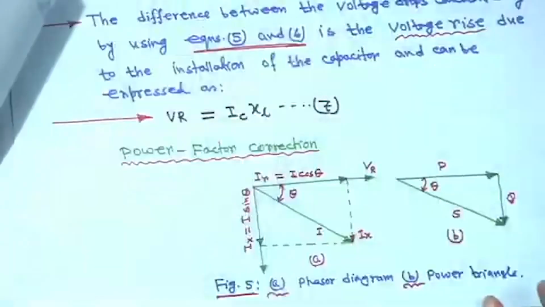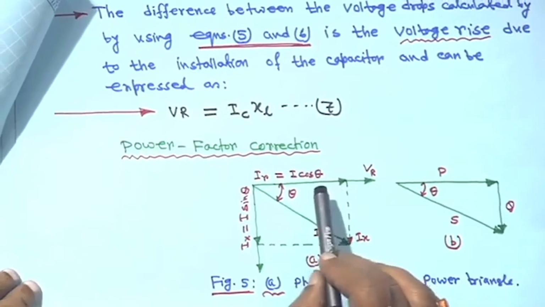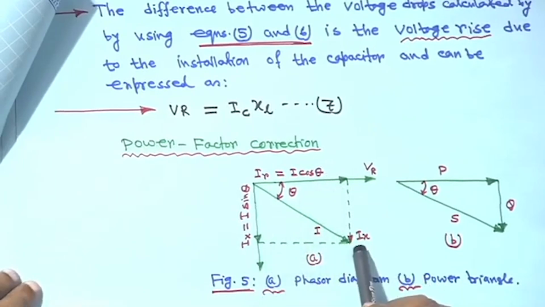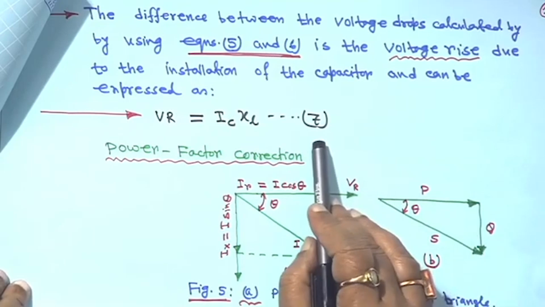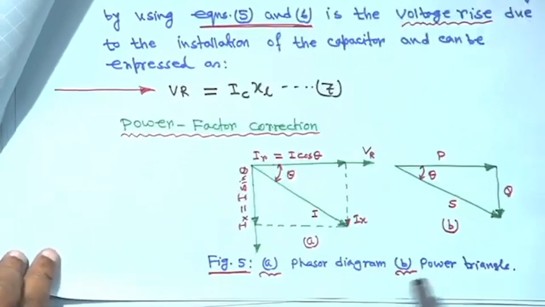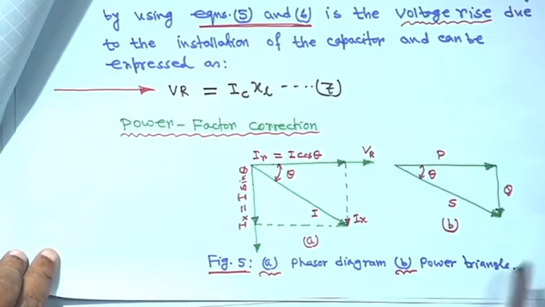Therefore, your power factor curve, this is your I cos theta, this is Ix sin theta, this is actually I, and this is the power triangle, this is P and this is Q, this is equation 7, right. Therefore, this is the phasor diagram and this is your power triangle.